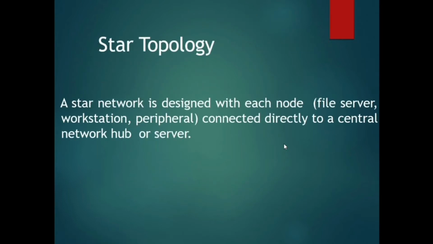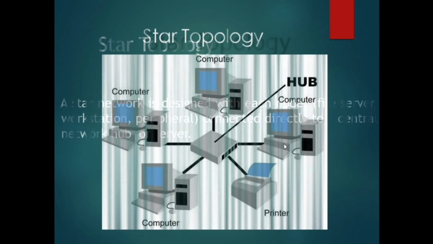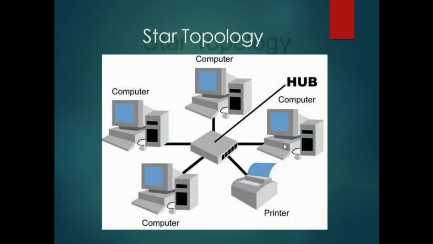A star network is designed with each node, like file server, workstation, and peripheral devices, connected directly to a central network hub or a server. Basically, in a star topology, we have a central file server or workstation which is connected directly to a central hub or server so that everyone can have the connection. Now we have a pictorial description of star topology.